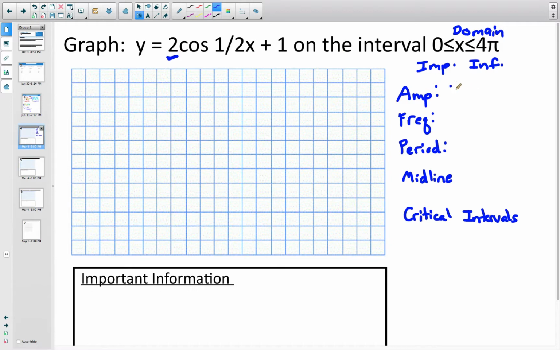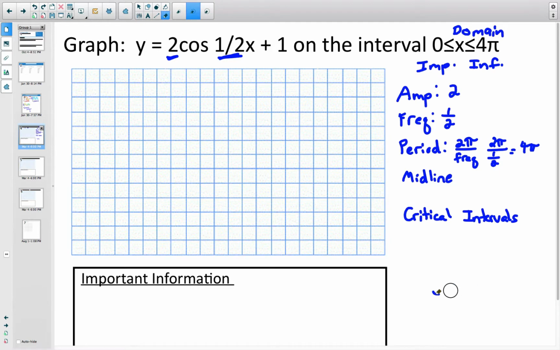The amplitude is 2. Frequency, over here in front of the x, is a half. Period. Remember, we use our formula 2 pi divided by frequency. So in this case, 2 pi divided by a half, that's going to be 4 pi. So again, what the period means is that one full cycle is going to end at 4 pi. So just a very rough sketch. This last part here, that should be 4 pi.